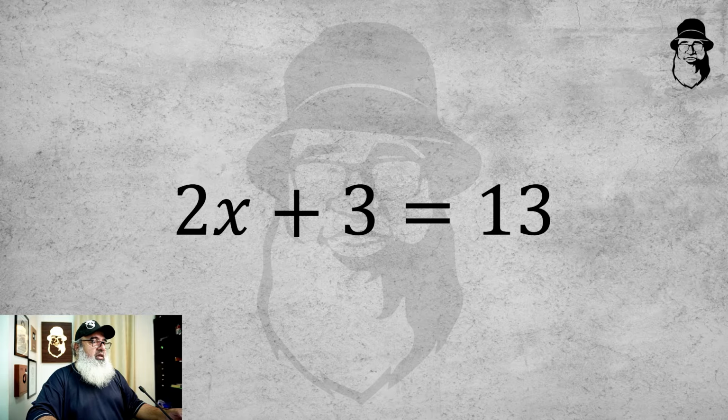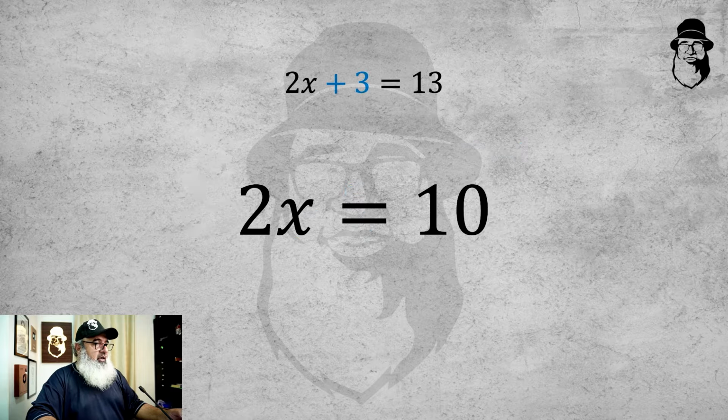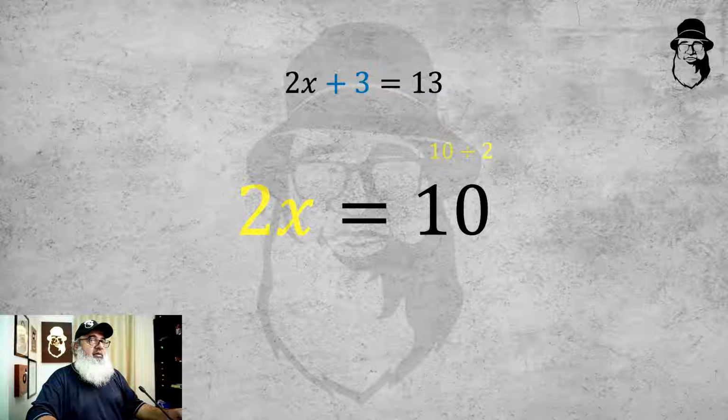Now there are two steps here. First, the plus 3 says that we subtract 3 from 13 to get 10. And then the 2x says that we divide 10 by 2.